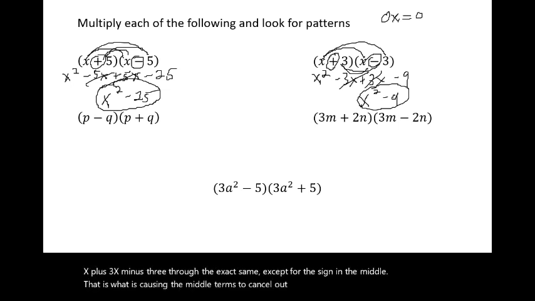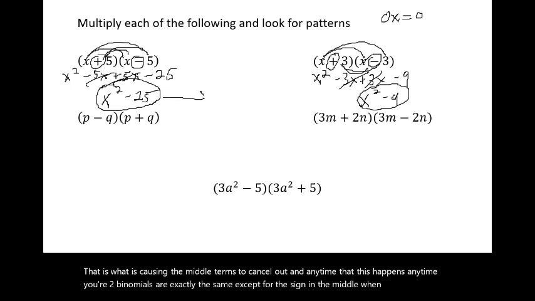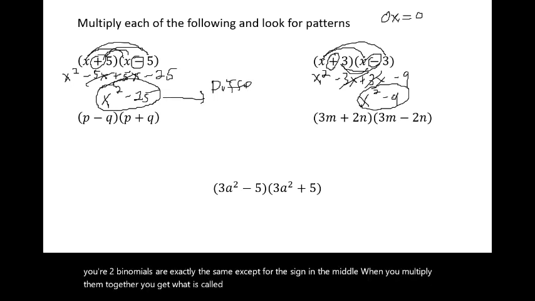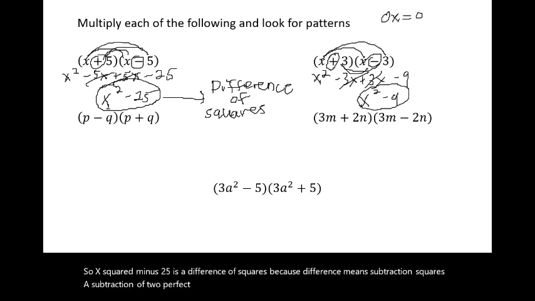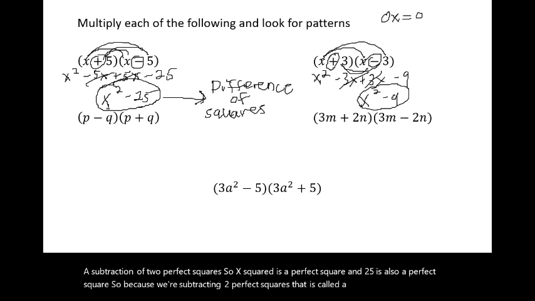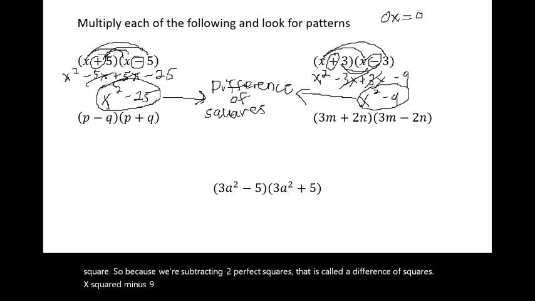And anytime that this happens, anytime your two binomials are exactly the same except for the sign in the middle, when you multiply them together, you get what is called a difference of squares. So x squared minus 25 is a difference of squares because difference means subtraction. Squares means a subtraction of two perfect squares. So x squared is a perfect square and 25 is also a perfect square. So because we are subtracting two perfect squares, that is called a difference of squares. x squared minus 9 is another example of a difference of squares.